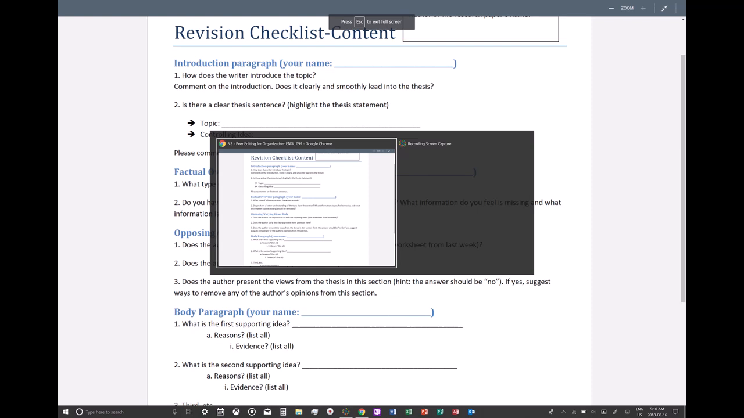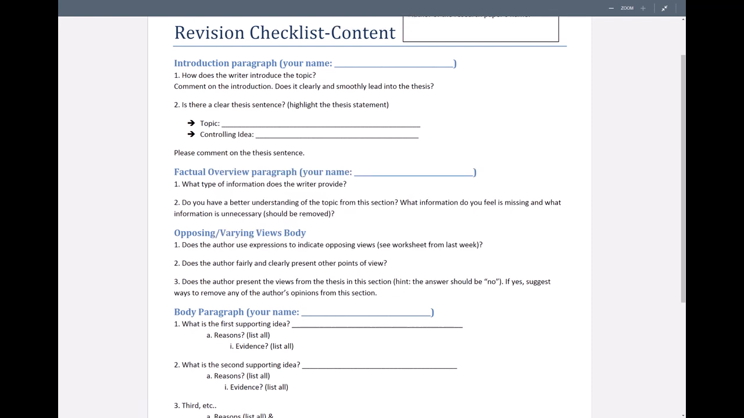All right, and so this is part 2 of the video where we talked about the factual overview paragraph and the opposing varying views body paragraph. These 2 paragraphs will be right after your introduction, and as you can see here, you'll do this before you write your body paragraph. So make sure you do that. Make sure you research other articles, especially those from the other side of your argument that disagree with you, as well as any other things that you would use to help understand the issue better, so then you can develop your argument more fully.